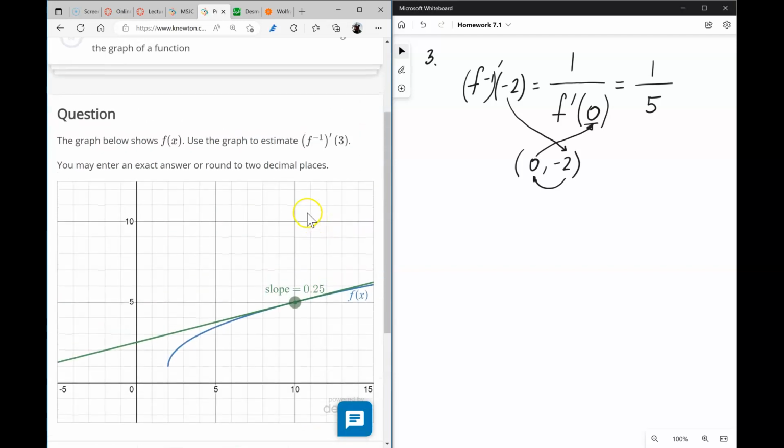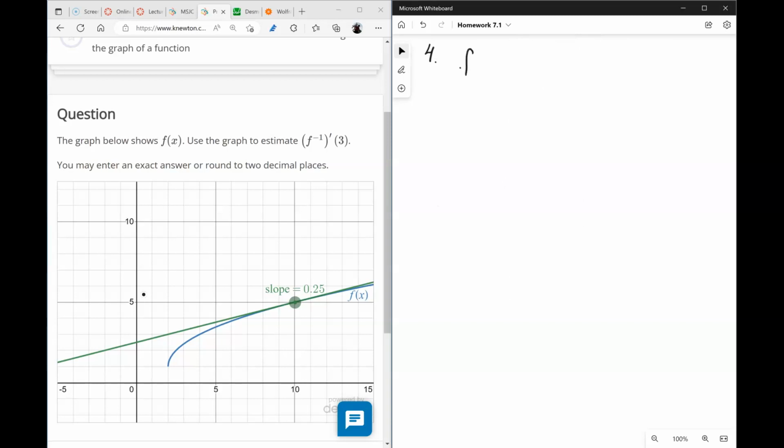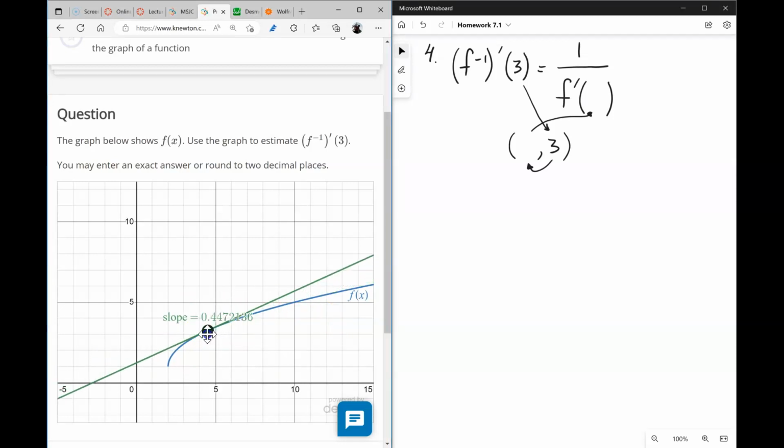All right, another one. Use the graph to estimate f inverse of 3. To estimate f inverse of 3, we're just gonna stick to the rule. The slope of the tangent line to the inverse at 3 is the reciprocal of the derivative of the original function at the input that produces the output 3. So whichever input gives you 3 is what goes right in there. Now, the output 3 for the original function is obtained when x equals 4.